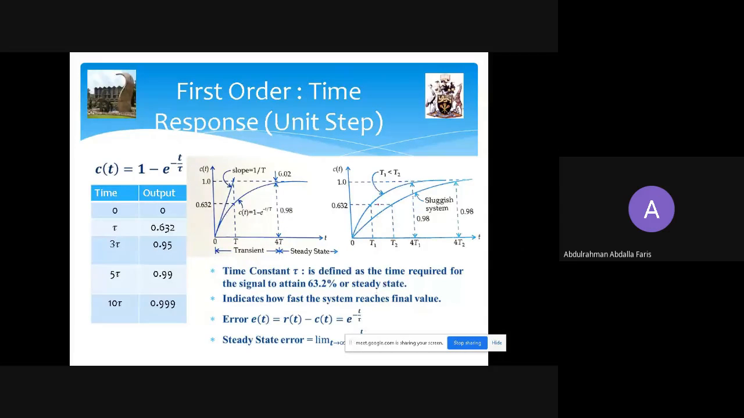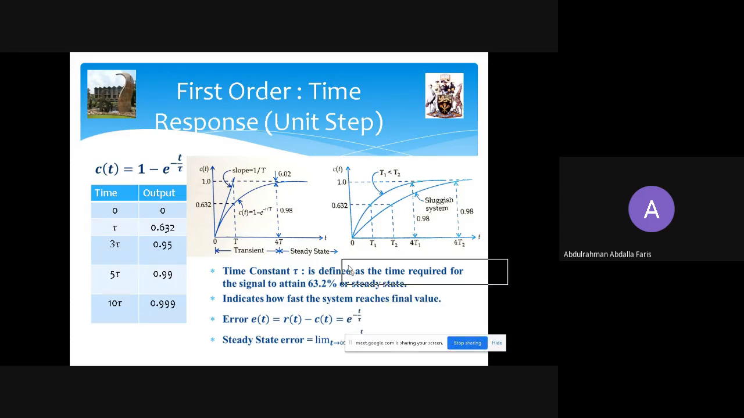And when the time constant is small, it means your response will be faster. As you can see here, T1 is less than T2, so T1 has reached 0.632 faster than T2, because T2 takes more time when the time constant is larger. So the time constant indicates how fast the system reaches the final value.